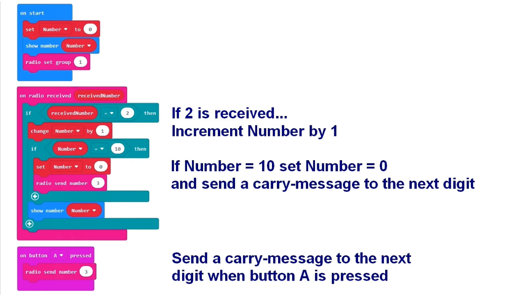The next microbit must receive the signal. The program in it looks like this. When it receives a signal, the variable number becomes one larger. When it should have displayed 10, a radio signal is sent again, this time with the value 3.